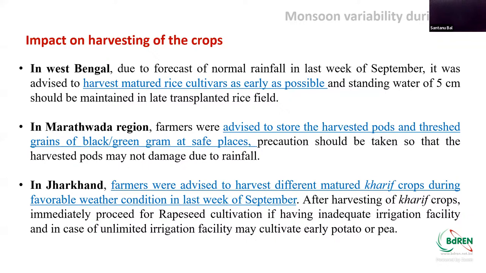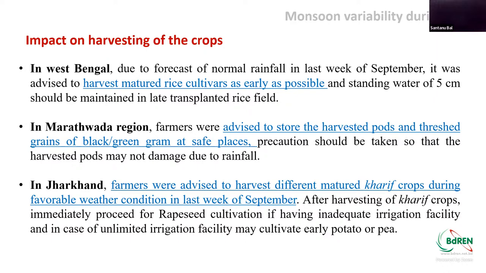And in Jharkhand, which is also in the eastern part of India, the farmers were advised to harvest different mature kharif crops during the favorable weather conditions. We know that this year, at the end of the monsoon, a lot of dry pattern was observed in Jharkhand, in Bihar, and in the eastern UP areas.